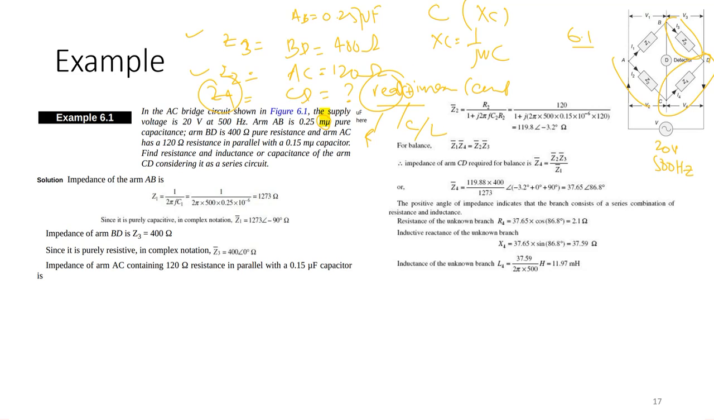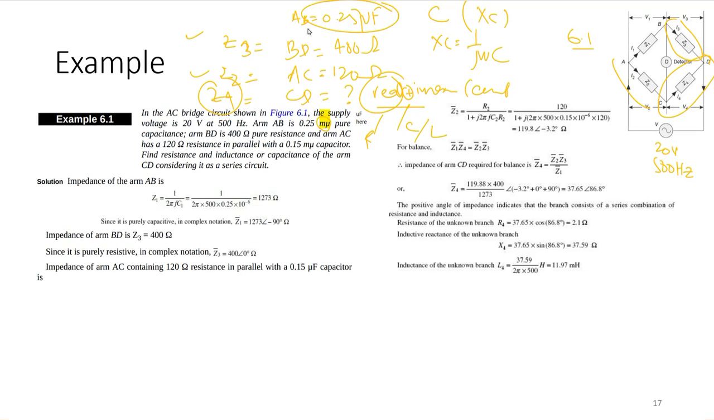First of all, this first branch is not in impedance, so convert it to impedance. For that we use the given frequency: Z is equal to 1 over j omega c, 1 over 2 pi fc, and it turns out to be 1273 ohm. So now Z1 is solved, and since it is capacitance it will have a minus 90 degree angle, because there was a j in the denominator, and 1 over j is equal to minus j, which is minus 90 degree.